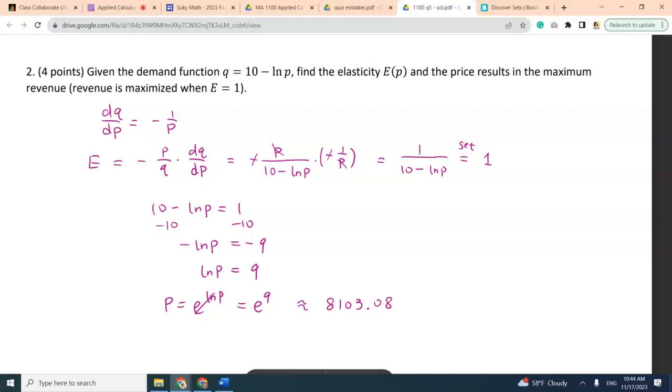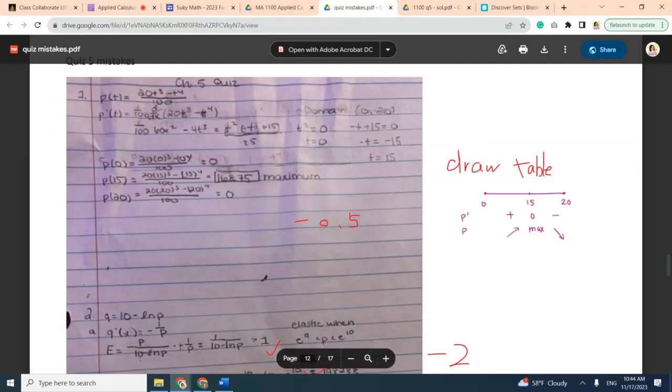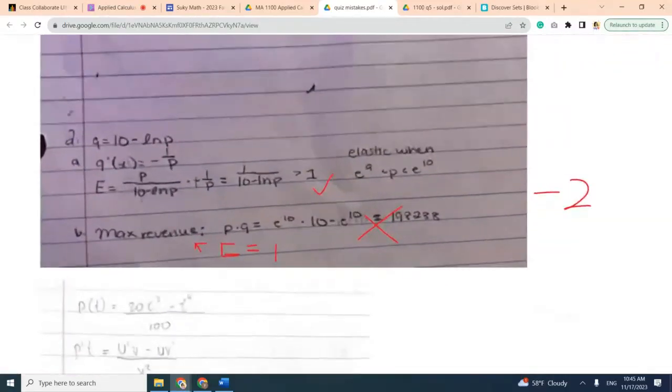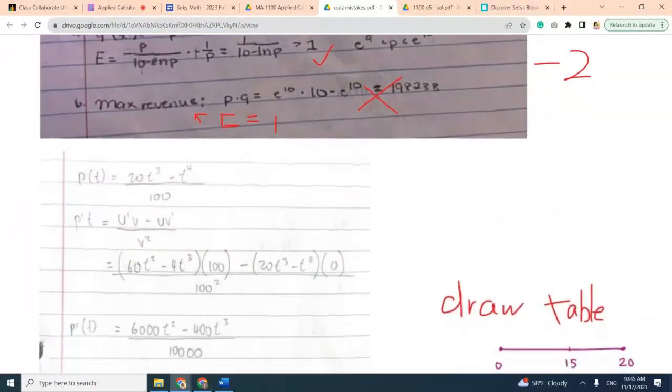Okay, everybody? Let's look at your mistakes. Here the number is correct, so draw the table. And here, the E is correct. Then you set this equal to 1 and solve for P. Revenue is maximized when the elasticity is equal to 1.